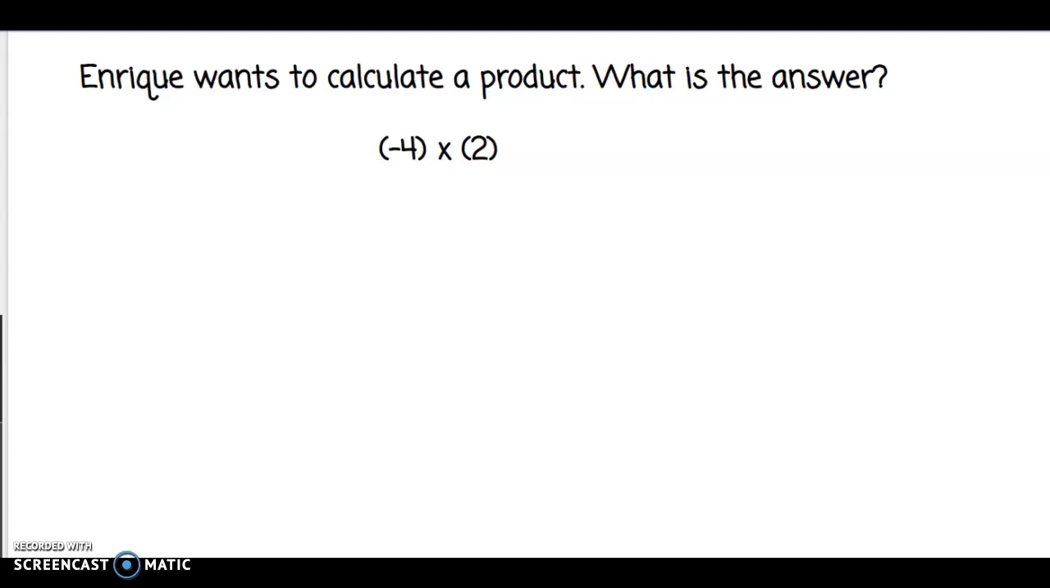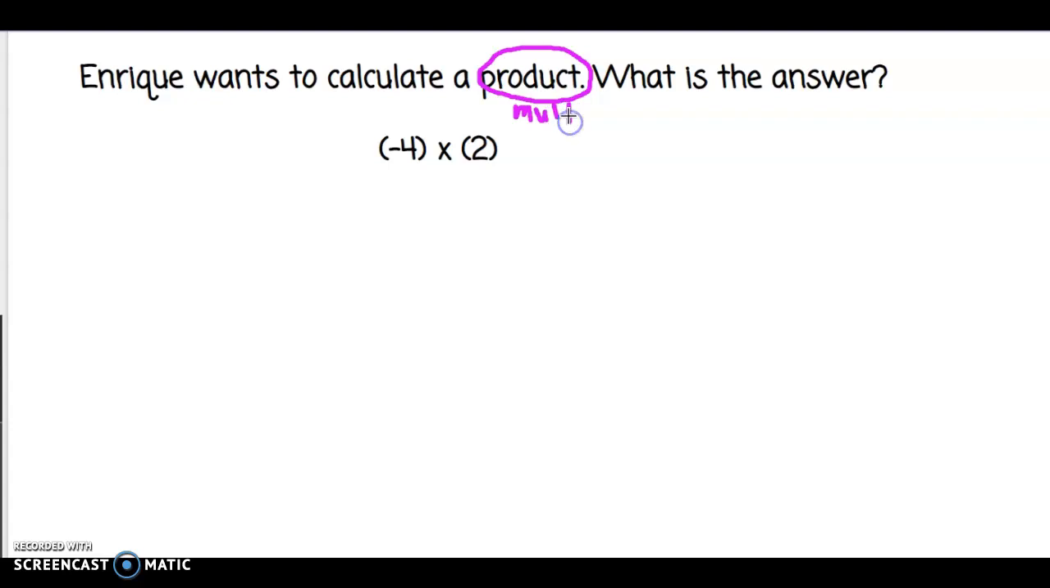Hi everybody, this will help you with question number 3 on CR number 1. It says Enrique wants to calculate a product. What is the answer? First thing you have to understand is the word product. Product means to multiply. That is the answer when we multiply.